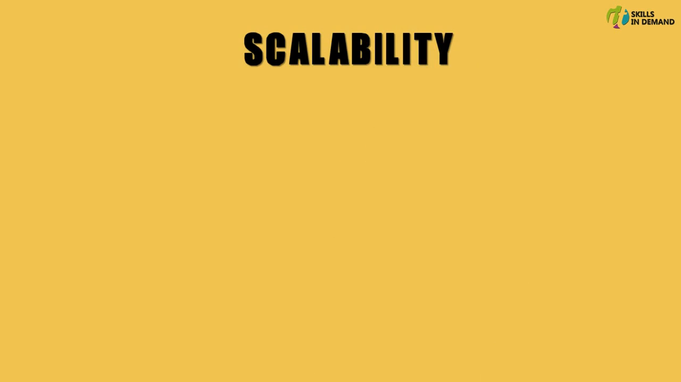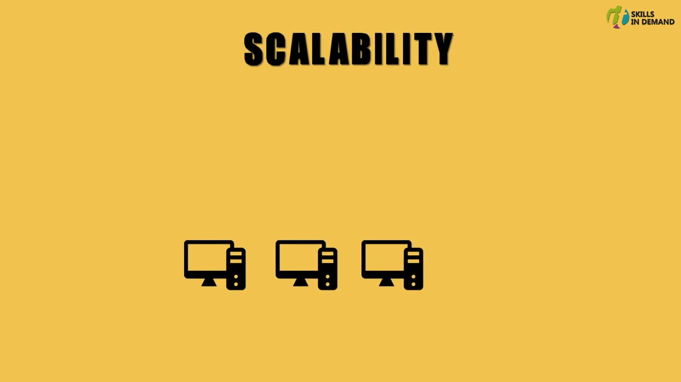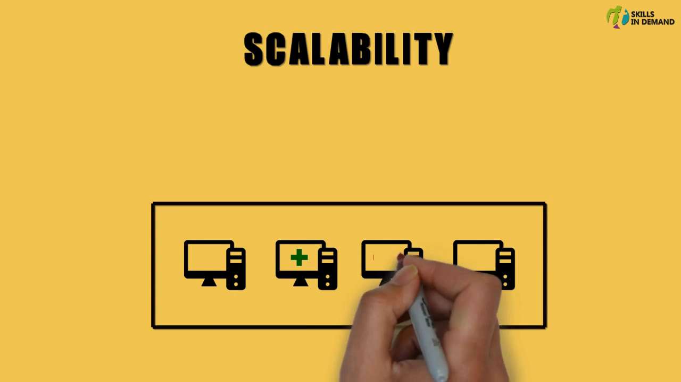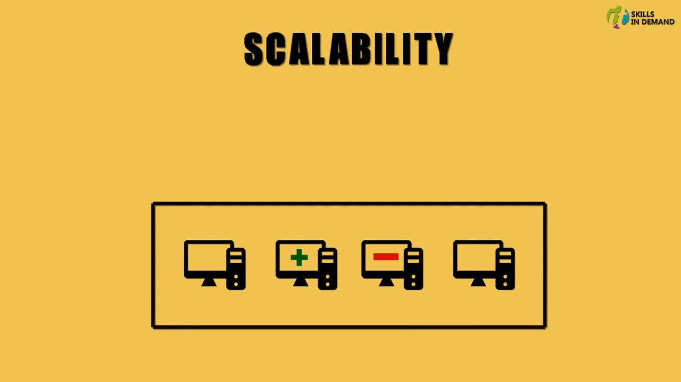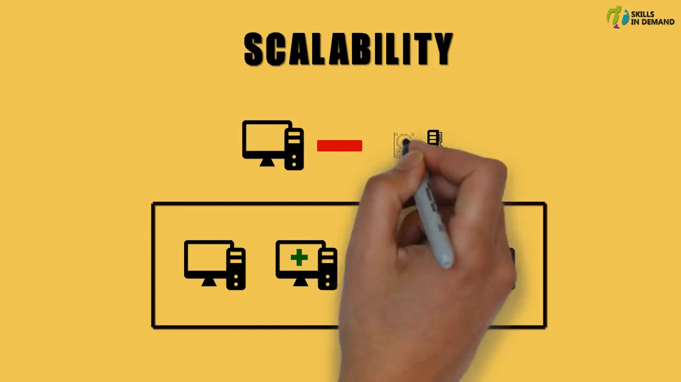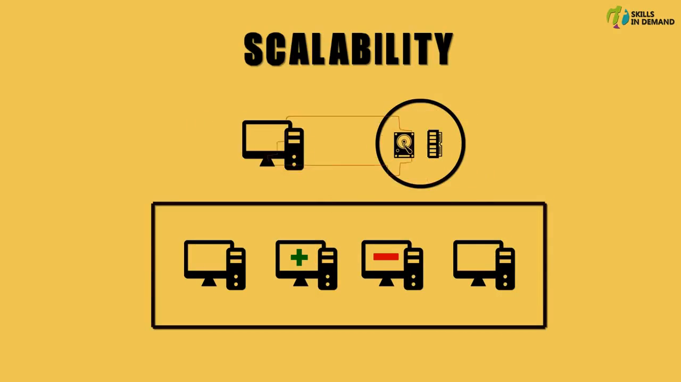The next important feature on the list is scalability. Scalability basically refers to the ability of adding or removing nodes, as well as adding or removing hardware components to or from the cluster. We can easily add or remove a node to or from a cluster without bringing down or affecting the cluster operation. Even individual hardware components such as RAM and hard drives can be added or removed from a cluster.